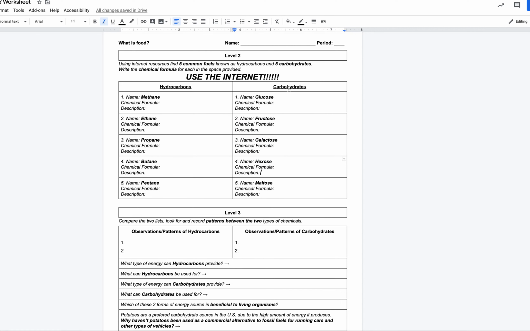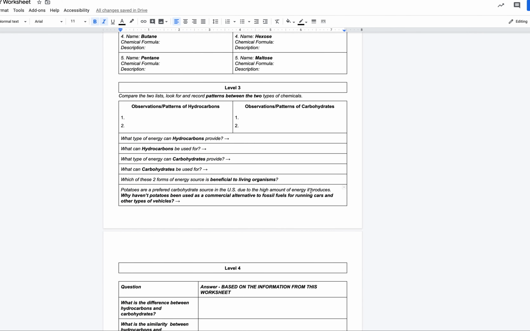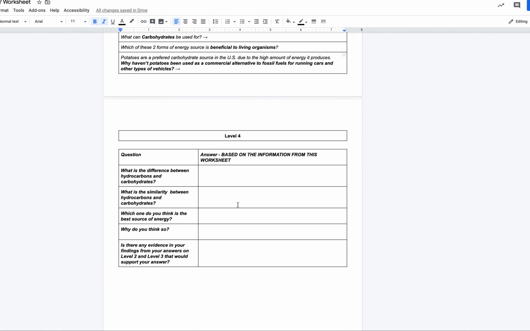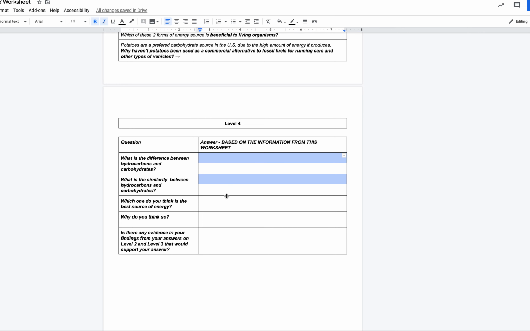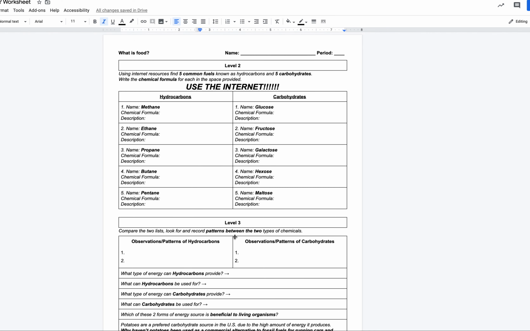Now for carbohydrates, make sure that you finish all the way through maltose before you write your observations, the patterns of carbohydrates. So you gotta finish all of this and then you can work on this. Then you can use these patterns to answer some questions about it for level 3. And for level 4, you're gonna use your entire knowledge from level 2 and level 3 to complete these questions. They're a little bit more application and a little bit more reasoning and reflective. There you go. That is it for what is food.